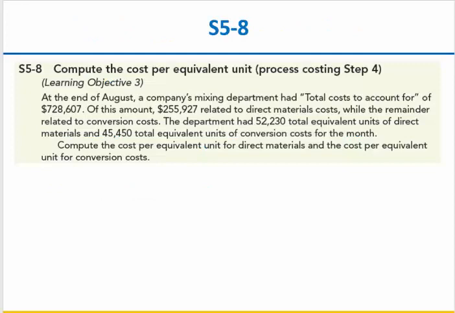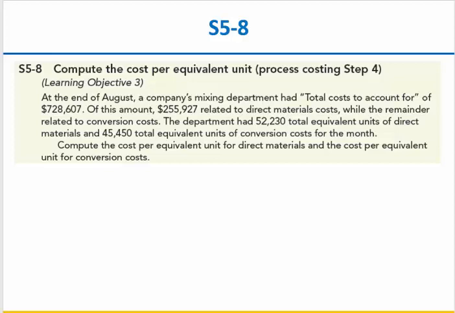The last thing for this learning objective is this particular example. I'd love to go through this with you and show you some interesting results. At the end of August, this company's mixing department had a total cost to account for of $728,607. Of this amount, $255,927 related to direct materials cost, while the remainder related to conversion cost. You can do the math. You do subtraction, you will get the remainder, right?